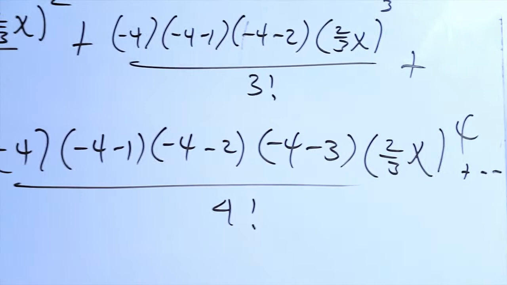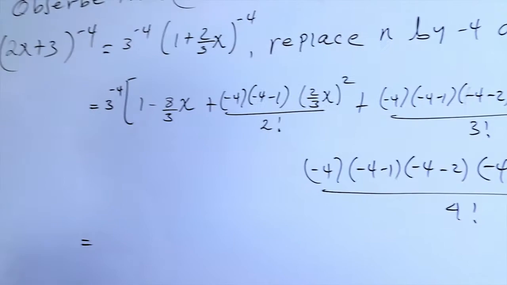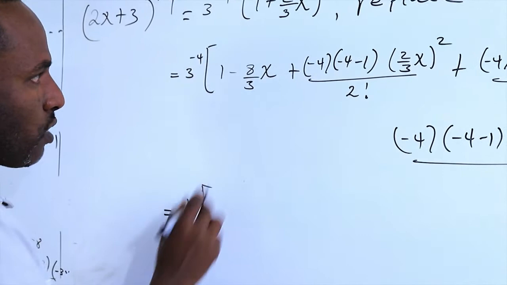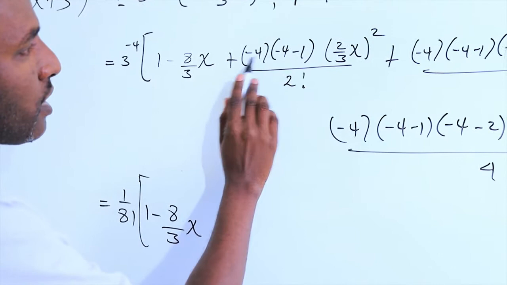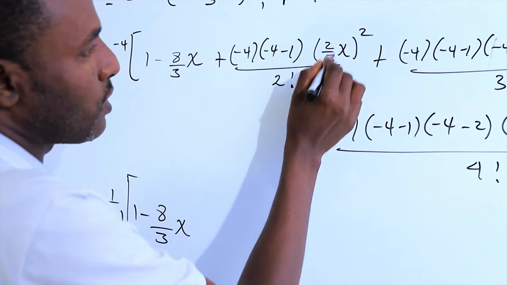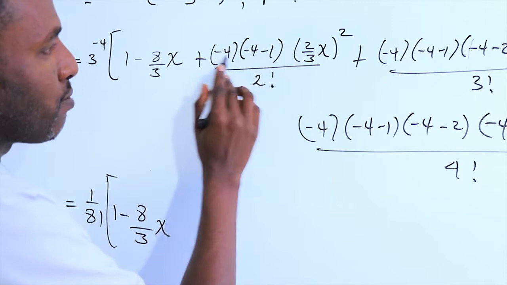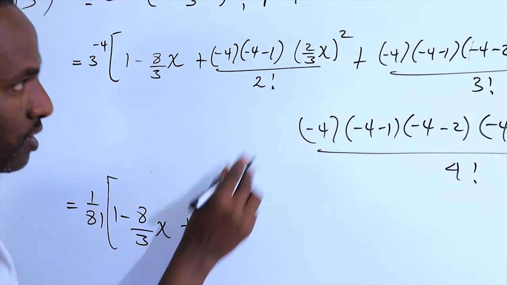Also, all this is exactly equal to minus 3 to the power of minus 4, which is simply 1 over 81, we know that. So the whole thing equals 1 minus 8 over 3x. When we simplify here, minus 4 times minus 5 is 20, 20 over 2 means 10. Again here it is 2 over 3x squared, so 2 squared is 4, 4 times 10 is 40. So 40 over 3 squared, which is 9, 40 over 9x to the power of 2.